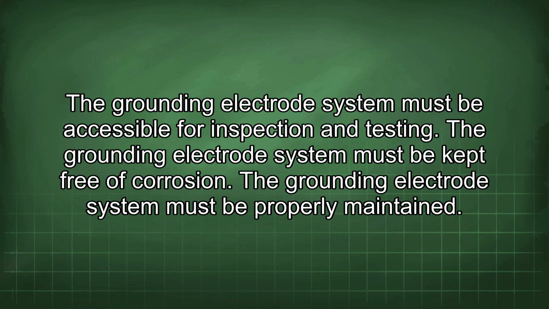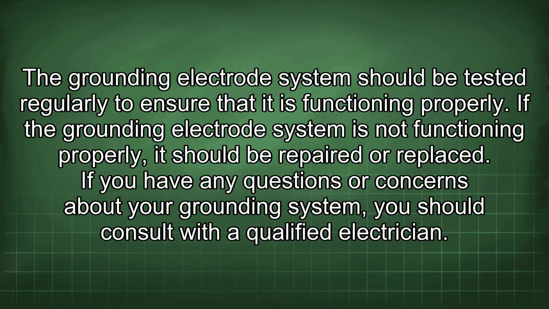The grounding electrode system must be kept free of corrosion. The grounding electrode system must be properly maintained. The grounding electrode system should be tested regularly to ensure that it is functioning properly. If the grounding electrode system is not functioning properly, it should be repaired or replaced. If you have any questions or concerns about your grounding system, you should consult with a qualified electrician.